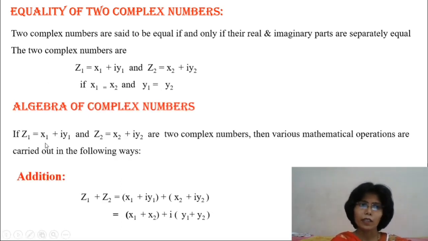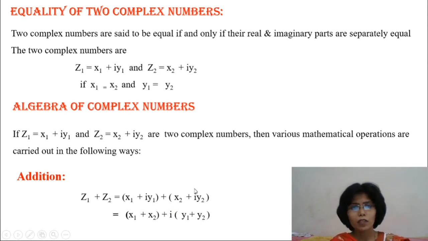If z1 is equal to x1 plus iy1 and z2 is equal to x2 plus iy2 are two complex numbers, then different mathematical operations are carried out. First of all, we'll see the addition of the two complex numbers. Suppose we want z1 plus z2. For z1 it is x1 plus iy1 and for z2 it is x2 plus iy2. If we want to add these two complex numbers, then we have to add the real parts of these two complex numbers and the imaginary parts of these two complex numbers. Then we can write it as x1 plus x2 plus, now in these two quantities i will be common, so i into y1 plus y2.